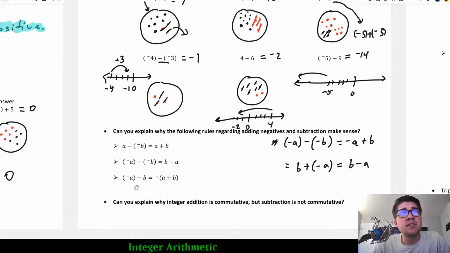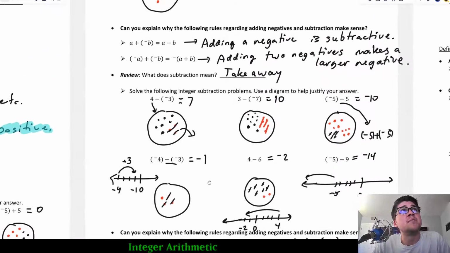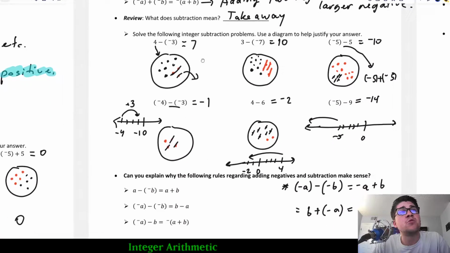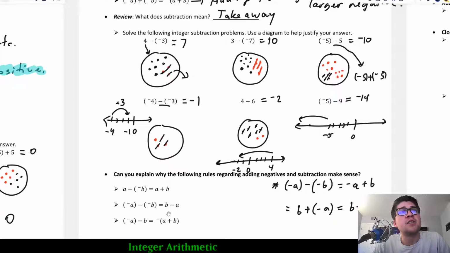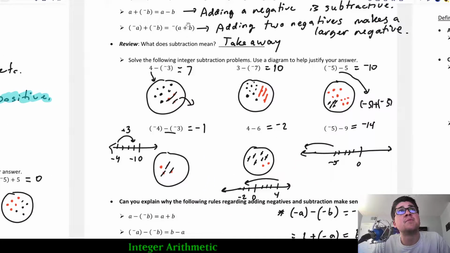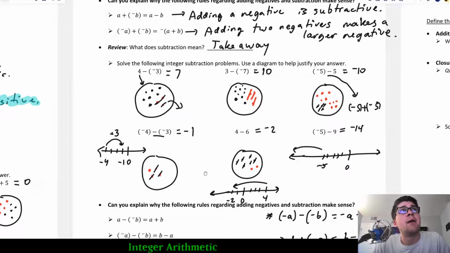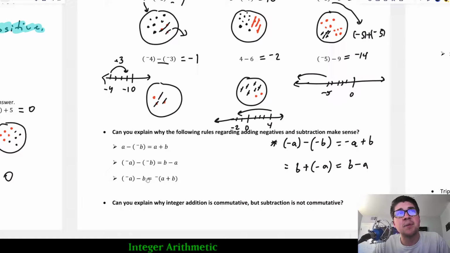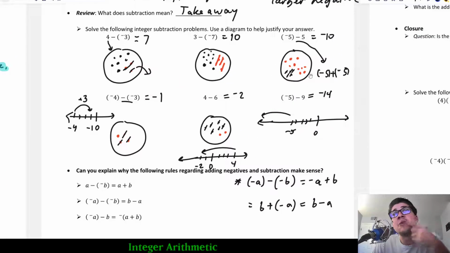But one last rule says if I have a negative a minus b, it's equal to negative a plus b. Basically, it's just a combination of these two rules. Notice if we look at the right-hand side, we have negative a plus b in both cases. But here if we have a negative plus a negative, it's equal to a negative. But here we have a negative minus a positive. But remember, another idea that I was trying to establish is that if I subtract a positive, it's the same as adding a negative.